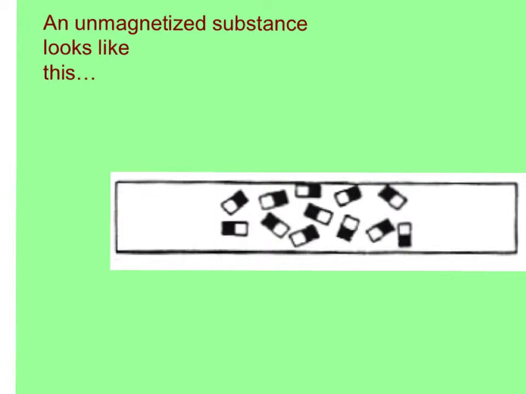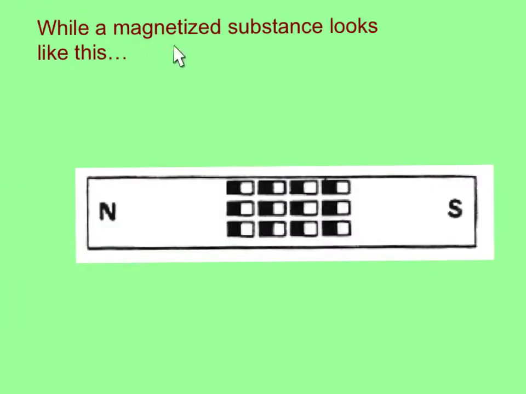An unmagnetized substance looks like this. You have all your electrons in completely different domains. While a magnetized substance looks like this. You notice they're all in the same direction.